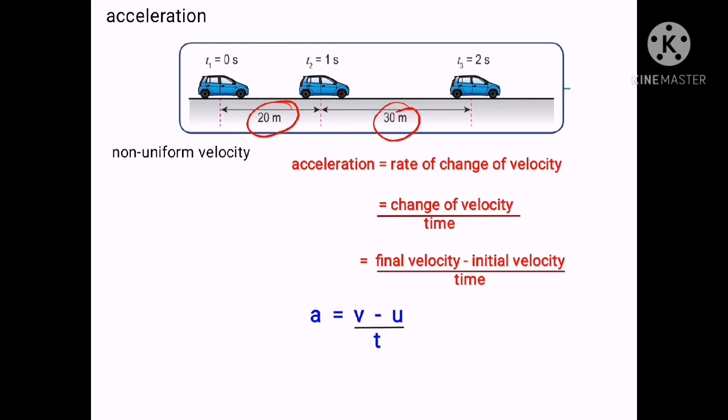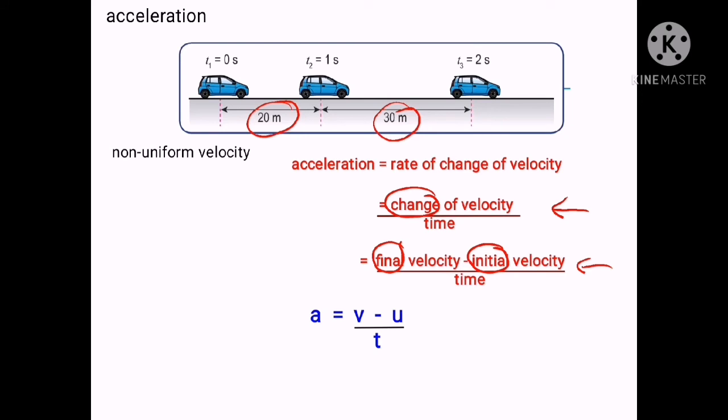The definition for acceleration is rate of change of velocity. So the formula for acceleration is change of velocity divided by time. Now, when we want to calculate change, meaning you need final velocity and initial velocity. So the formula for acceleration is final velocity minus initial velocity divided by time.